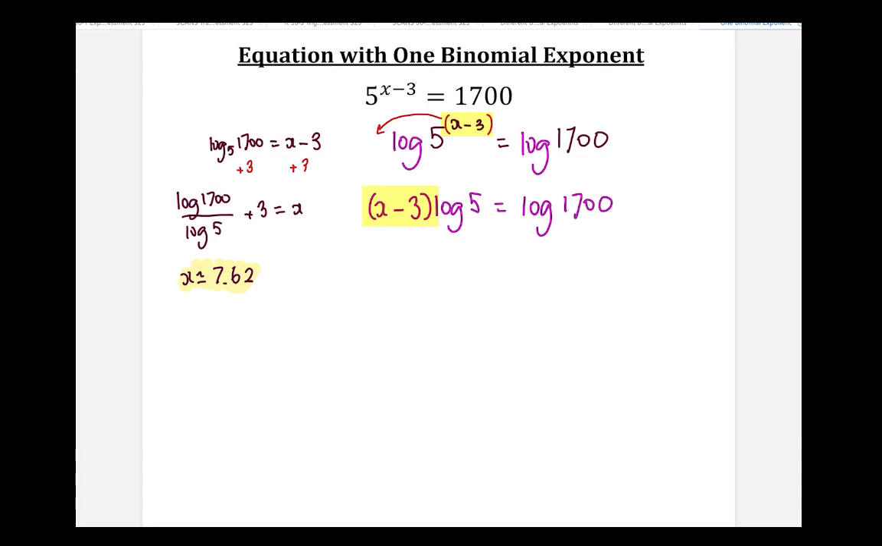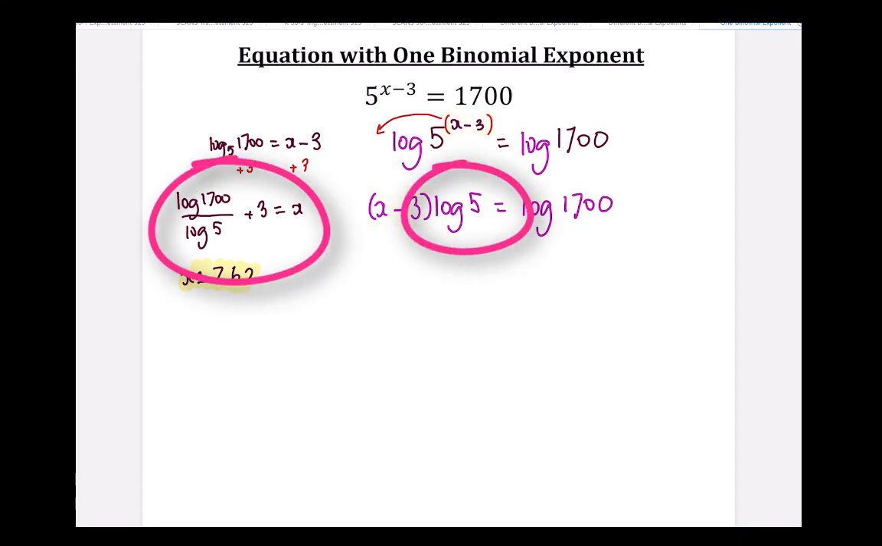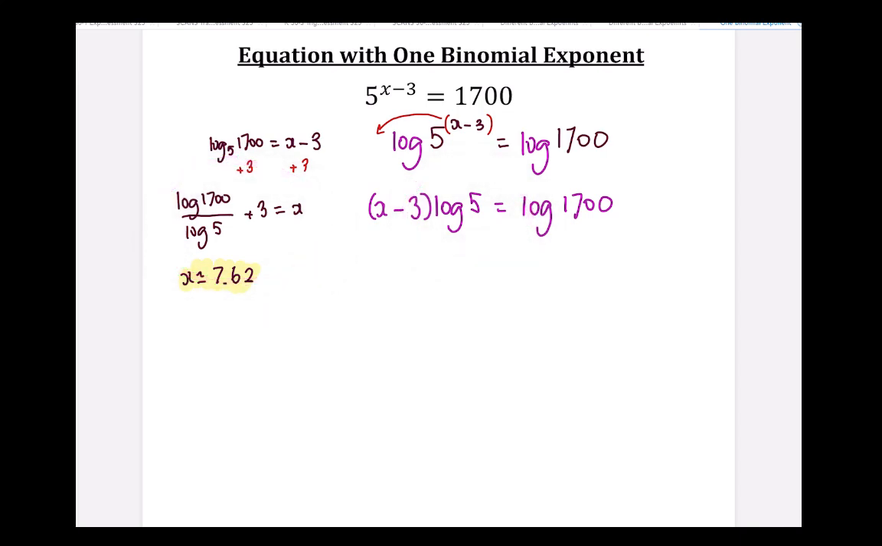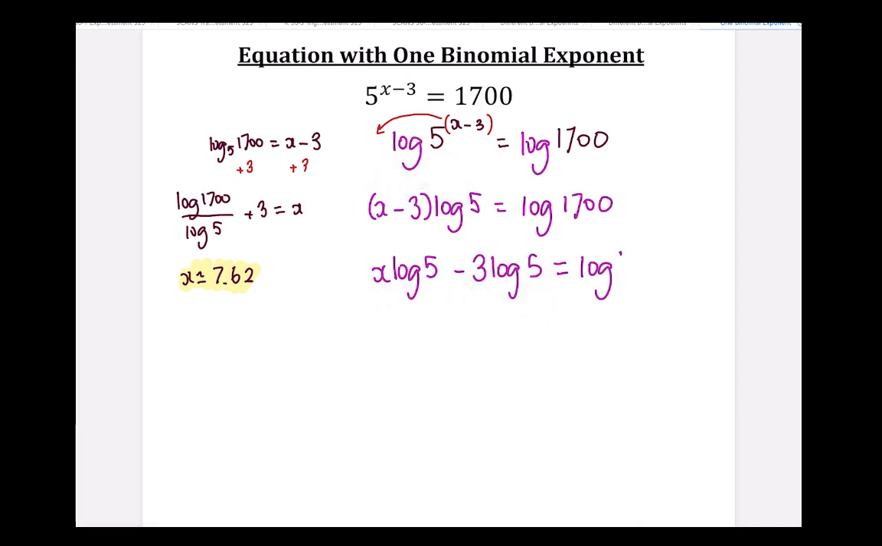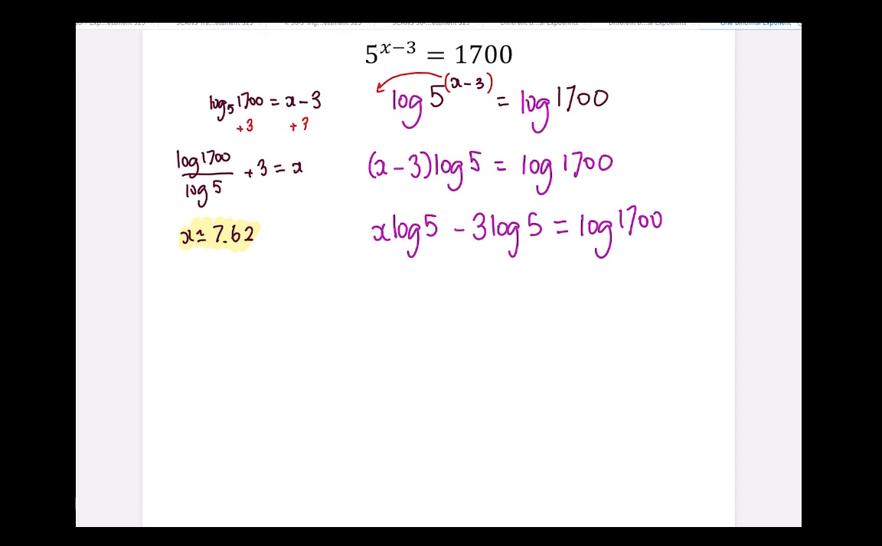Now, you might be looking at this and see a really quick way to solve this by dividing both sides by log 5, and that'll just bring us over to the method on the left. Nothing wrong with that at all, but if you're still watching this video, it's because I want you to see this step here. Let's go ahead and distribute, and so we're going to see this becomes x log 5 minus 3 log 5 equals log 1700.